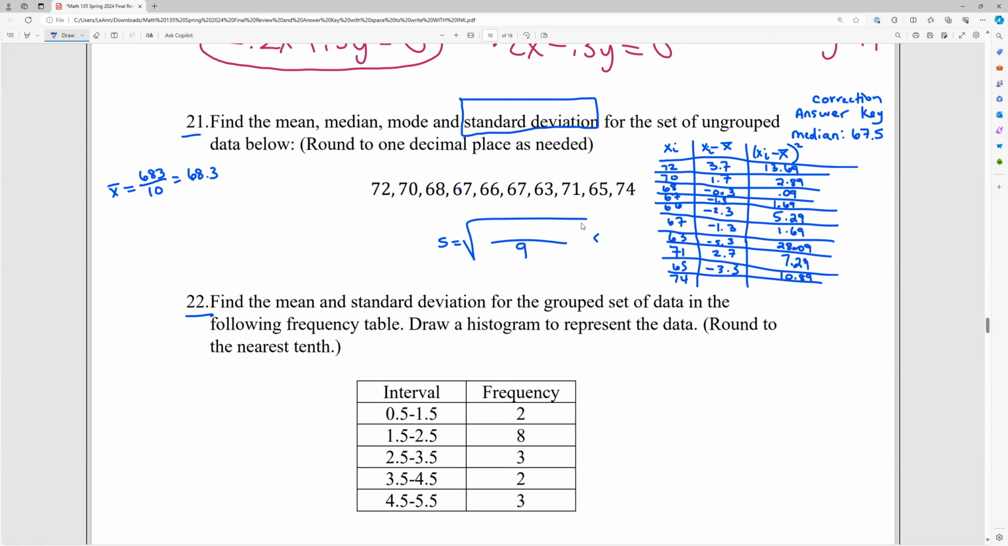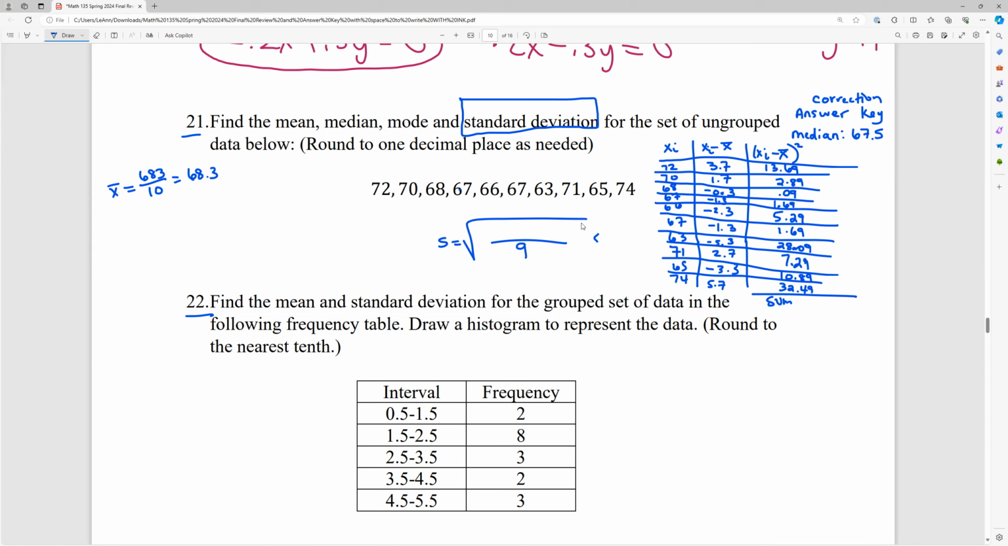And then we do 74 minus 68.3. That's 5.7. We square that. Oops, sorry, that doesn't look like it wrote in very nice. So 5.7, we square it, we get 32.49. Now you need to sum that whole last column.